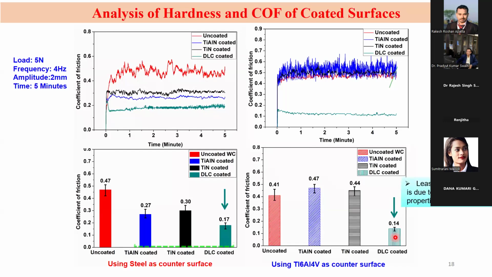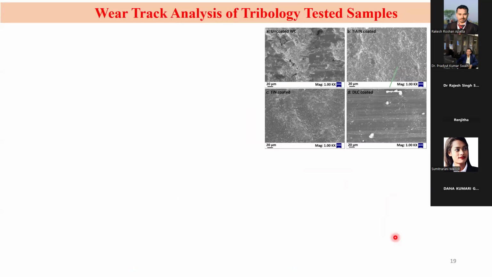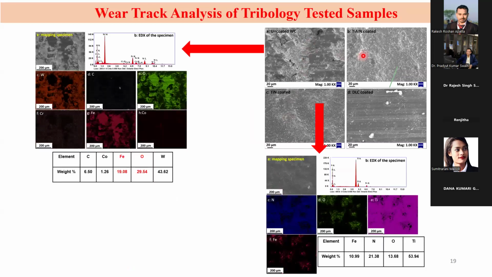Then we check the wear track after the coefficient of friction test. This is the wear tracks of the uncoated, TiLN, TiN, and DLC coated when we have used the steel pin. So in this case, you can see more adhesion is there in case of uncoated tool and less in case of TiN, and only one image we have shown. Okay, TiN, DLC, and TiLN.